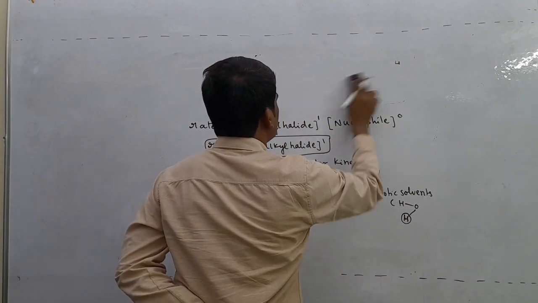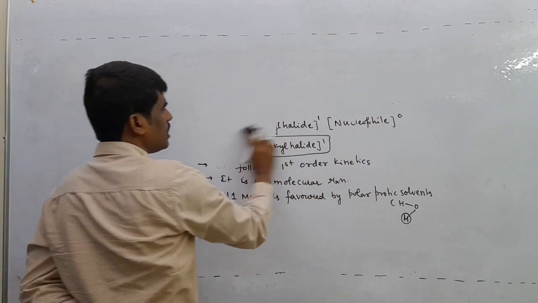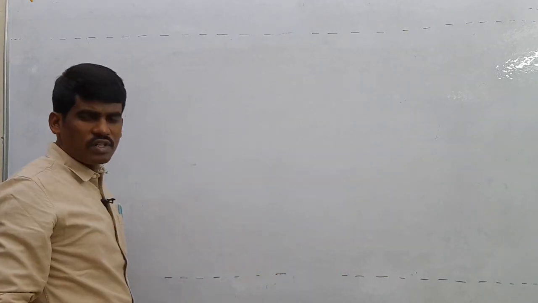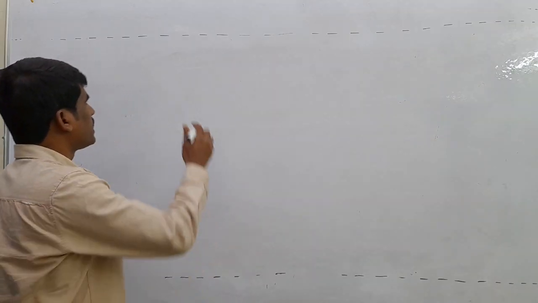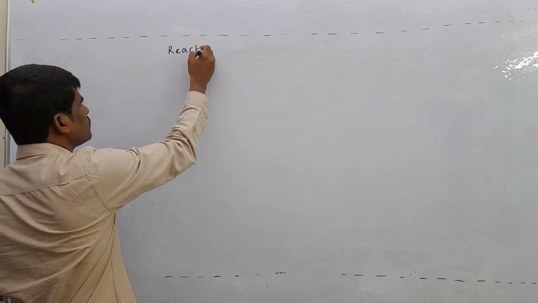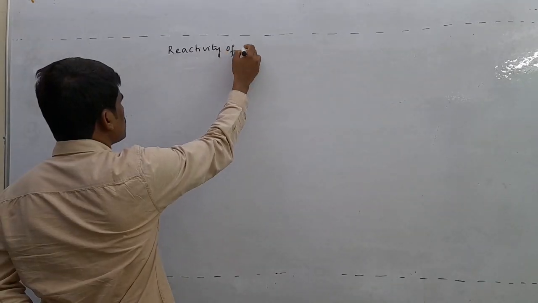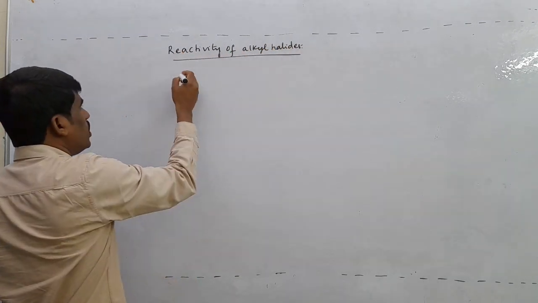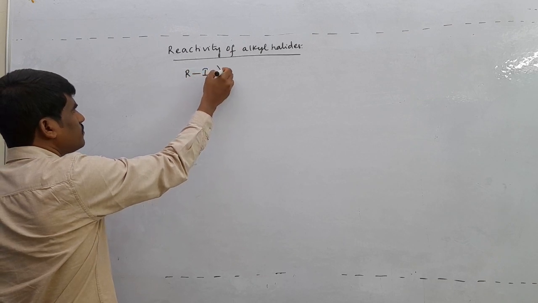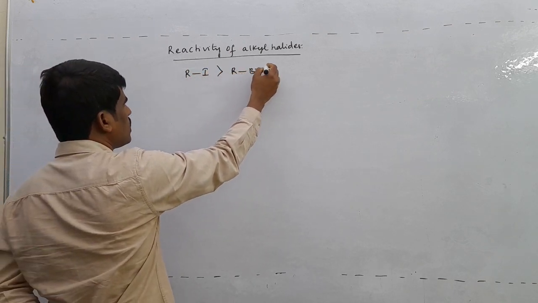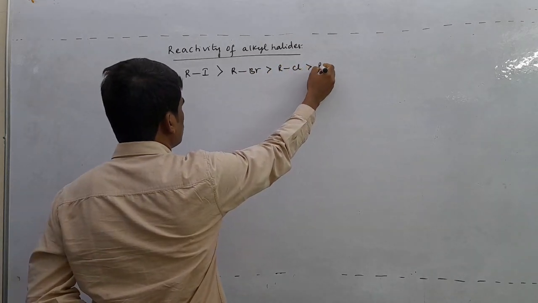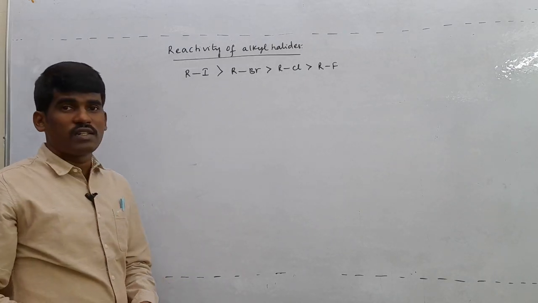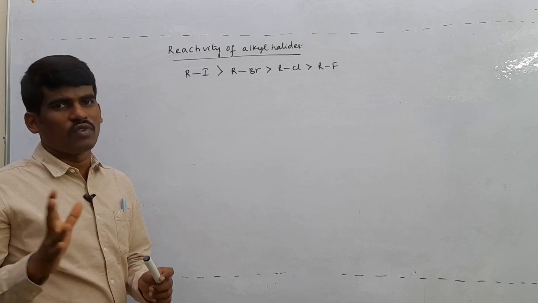Now let us talk about the reactivity of the alkyl halides. Alkyl halides only can undergo nucleophilic substitution reaction, right? And let us talk about their reactivity. Reactivity of alkyl halides: among alkyl halides, RI is greater than RBr is greater than RCl is greater than RF. Alkyl iodides are more reactive than alkyl bromides, than alkyl chlorides, than alkyl fluorides.